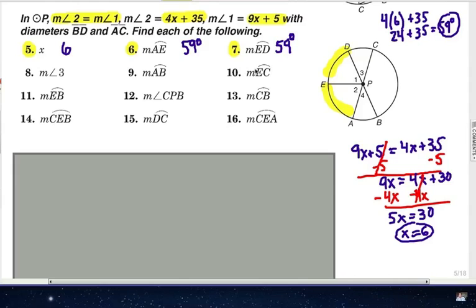We're going to look at these next 3 problems, which hopefully will give you more of a challenge.